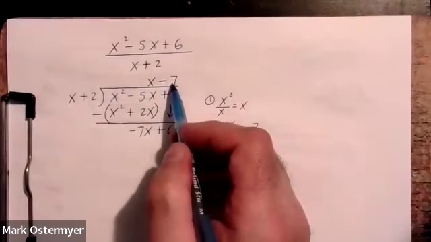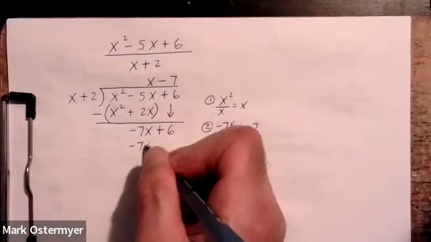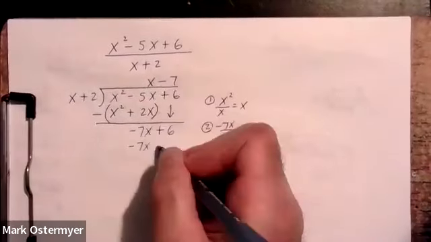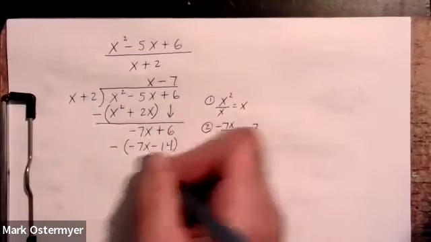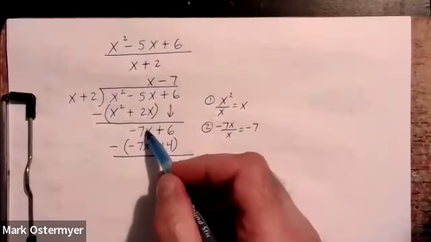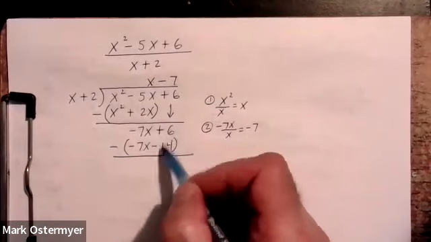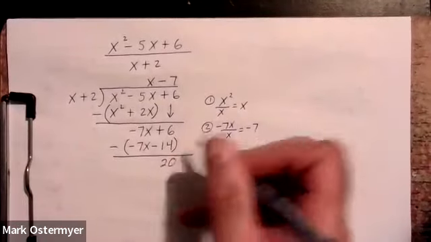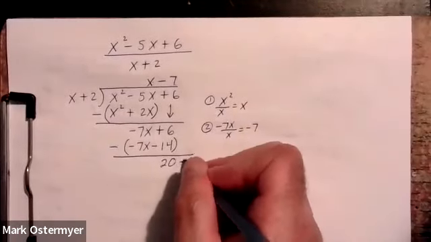Take negative 7, multiply it by the divisor. Negative 7 times x, negative 7x. Negative 7 times 2, minus 14. Subtract off the whole polynomial. The negative 7x's drop out. 6 subtract the negative 14 is 6 plus 14, or 20. You have nothing else to bring down, so this is called our remainder.